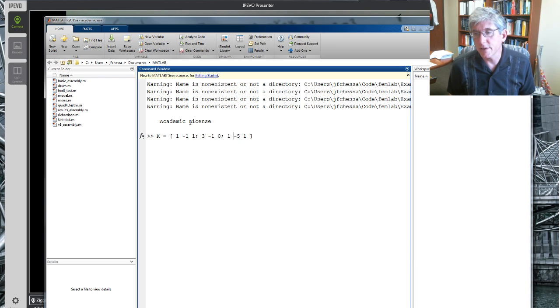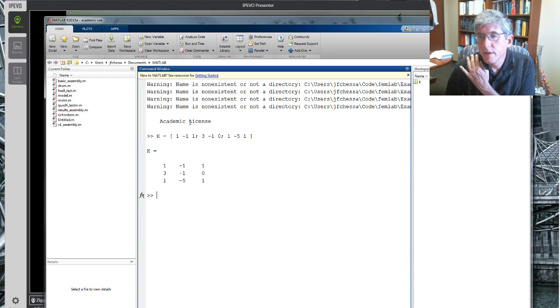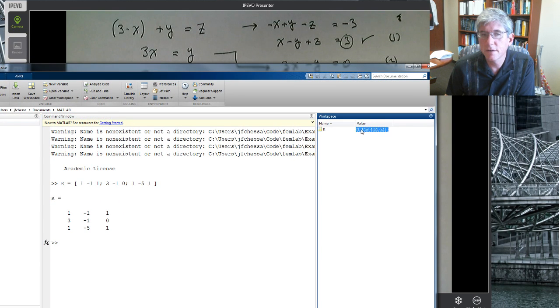Spaces anywhere is fine. You can have extra spaces here. You can mix spaces and commas. It doesn't really matter. So, okay, now I'm going to hit enter. And now you can see it spits back the matrix, and you can check that it's the same as what we had on paper. And also, if you look up here, I'm blocking it, but it has the variable defined in the workspace.